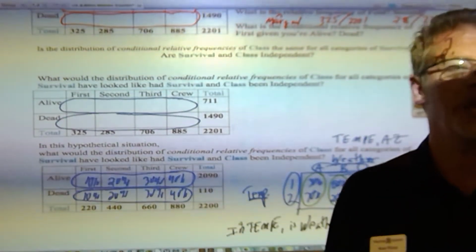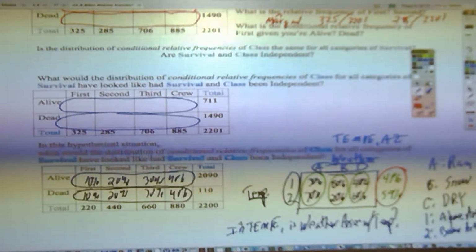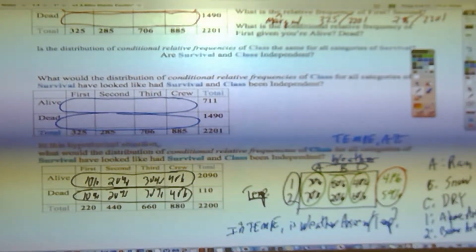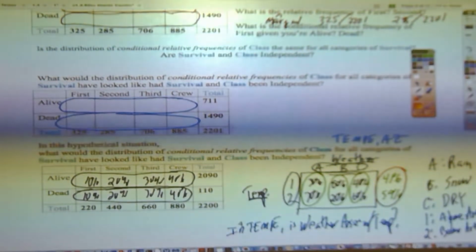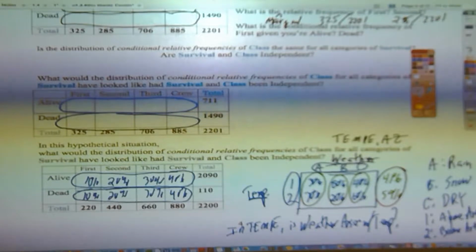Good afternoon and welcome to AP Stats. We're going to continue our Titanic lesson. In fact, let's go down to the last problem that we didn't do, which I think was right down here. For period 6, I'm just going to clear out what we have over here.